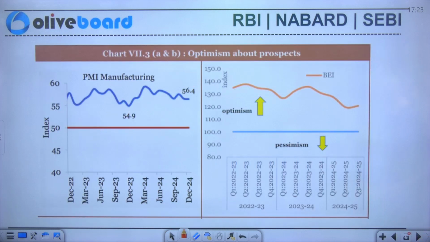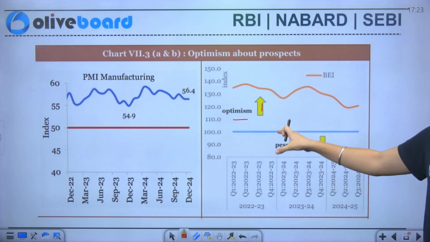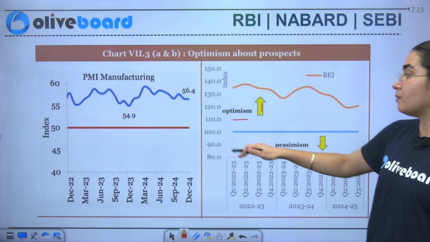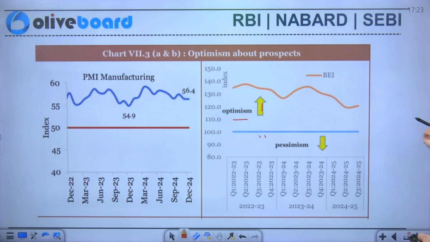Now we'll move towards the PMI manufacturing as well as the optimistic and pessimistic readings. You can see the data, it is lying at 56.4%, and here is what is being decoded: if it is increasing over a period of time, it is considered optimistic, and if it is decreasing, as the bar has been given here, then there's a pessimistic situation.